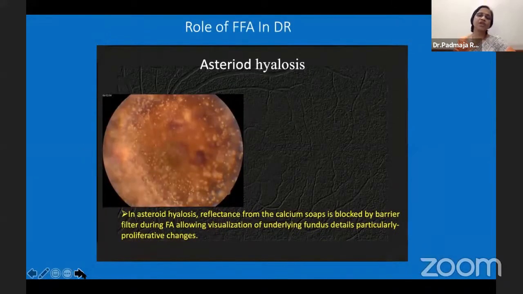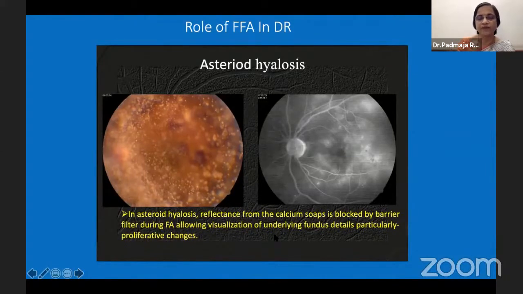A gold standard investigation role of FFA is in asteroid hyalosis, because FFA has both exciter and barrier filters. Asteroid hyalosis is a condition where there are a lot of calcium soaps, which hinder the visualization of underlying retinal structures. Whereas when you do an angiography in these patients, we can grade easily, because all the reflectance from these particles can be blocked by the barrier filter, allowing the visualization. So one of the important investigations where we do an FFA to grade diabetic retinopathy is in asteroid hyalosis.